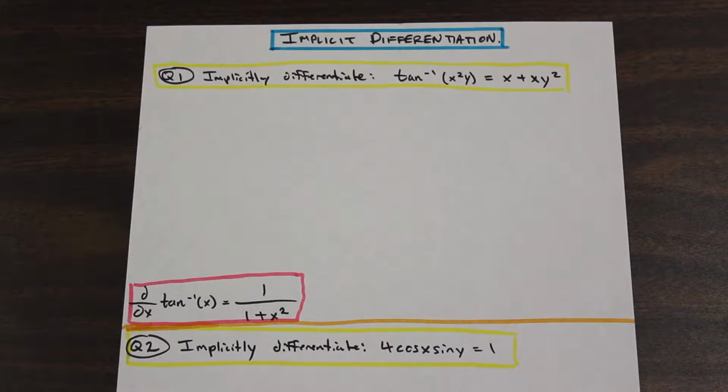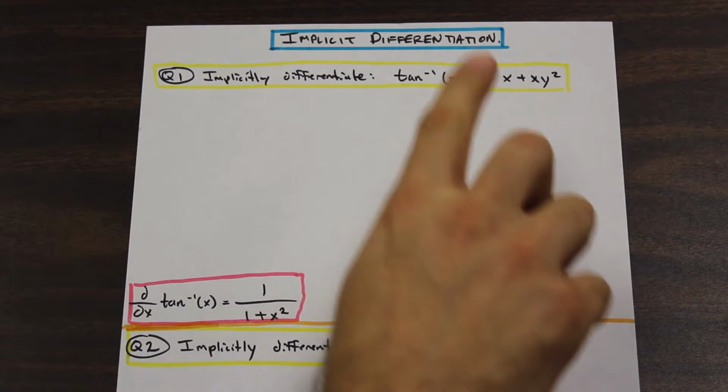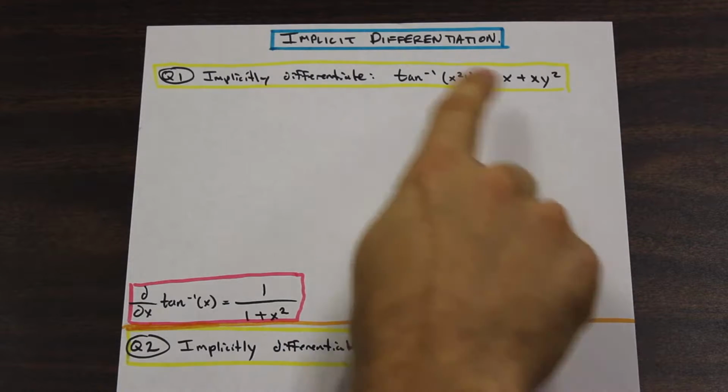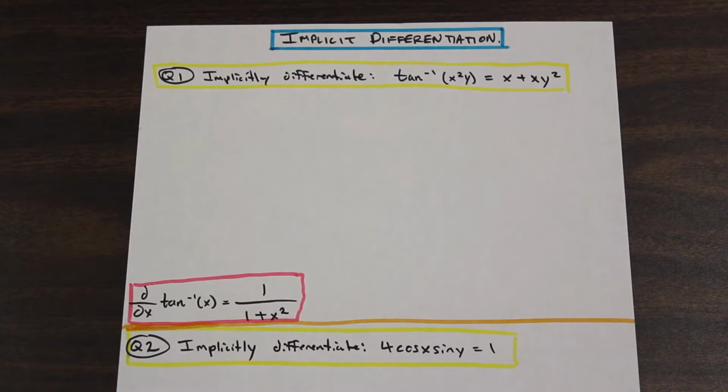As we've been talking about with implicit differentiation, we use it when we have a function that relates two different variables to each other. In this case we have x and y in the same equation, so we know that we're going to have to implicitly differentiate. Even if it didn't tell us to, we would know that. So let's go ahead and get started.